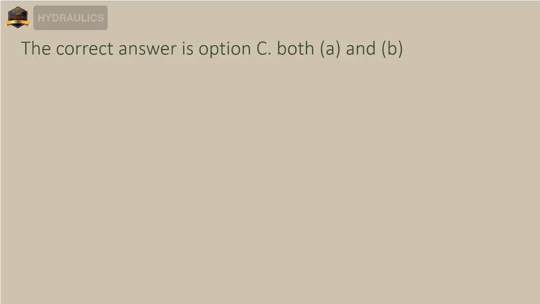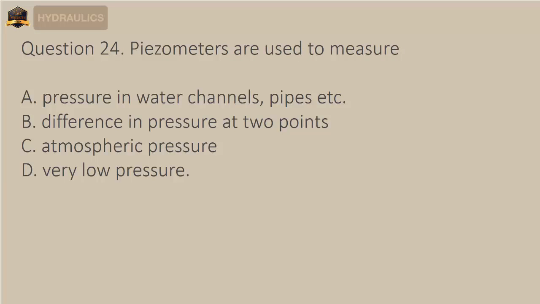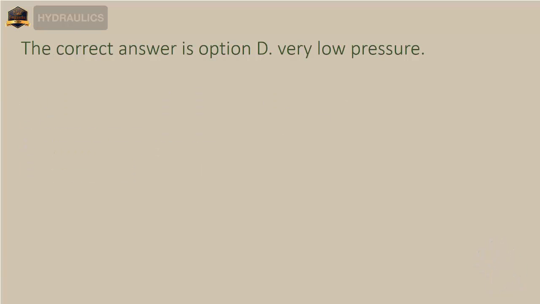Question 24. Piezometers are used to measure A. Pressure in water channels, pipes, etc. B. Difference in pressure at 2 points. C. Atmospheric pressure. D. Very low pressure. The correct answer is option D, very low pressure.